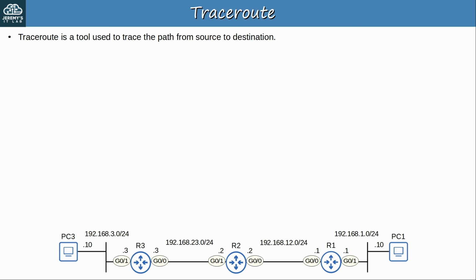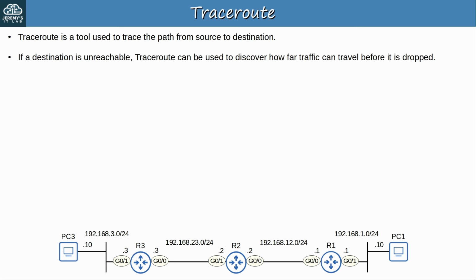Traceroute is a tool used to trace the path from source to destination. This can be used to confirm if traffic is taking the intended path through the network. Also, if a destination is unreachable, Traceroute can be used to discover how far traffic can travel before it is dropped. This is useful for troubleshooting. It can help identify which router in the path is causing problems.